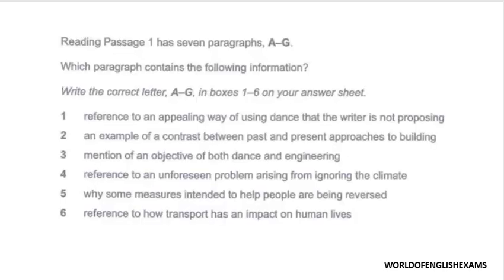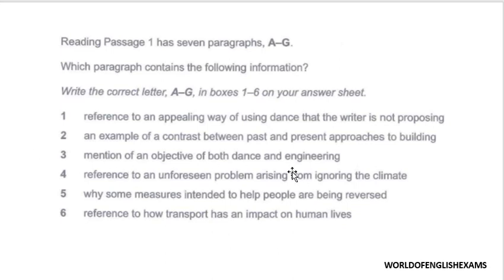So let's go back to the questions. Why are some measures intended to help people being reversed? Reversed means they're not accepted. They're backfiring. You see how easy it is to get the answer? You have to understand the meaning of the question first. Then you will see how easy it is to get the answer. Okay, so now we are just left with one question, that is question number 3.